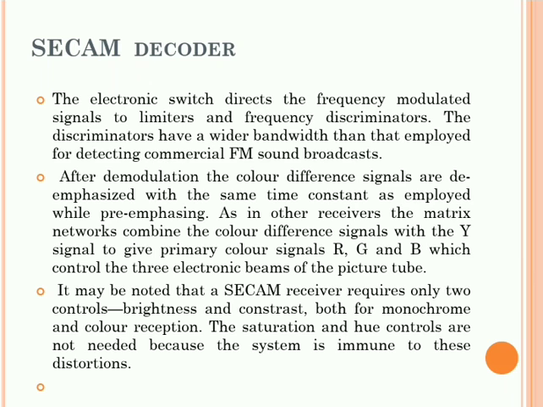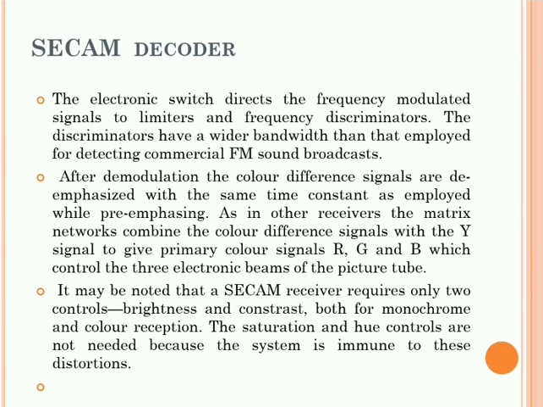The electronic switch directs the frequency modulated signal to the limiters and frequency discriminator. The discriminators have a wider bandwidth than those employed for detecting commercial FM sound broadcast. After demodulation, the color difference signals are de-emphasized with the same time constant as employed while pre-emphasizing. As in other receivers, the matrix network combines the color difference signals with the Y signal to give the primary color signals R, G and B, which control the three electron beams of the picture tube.